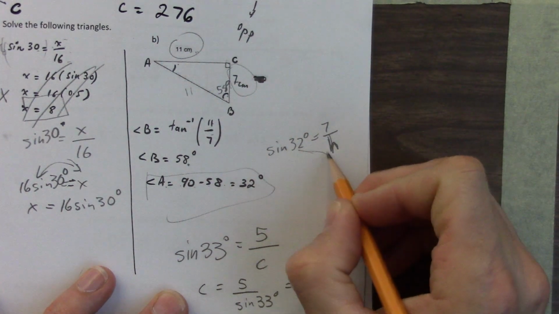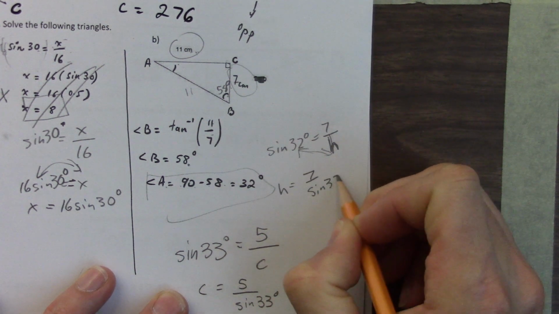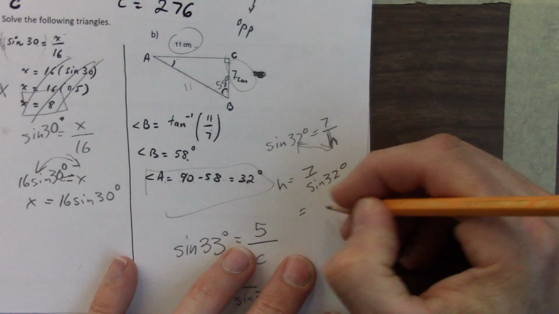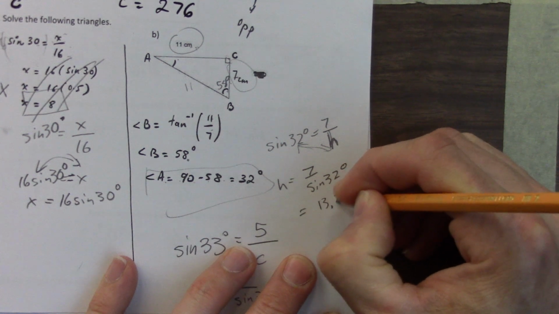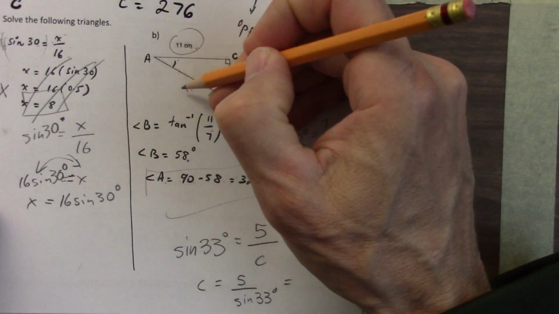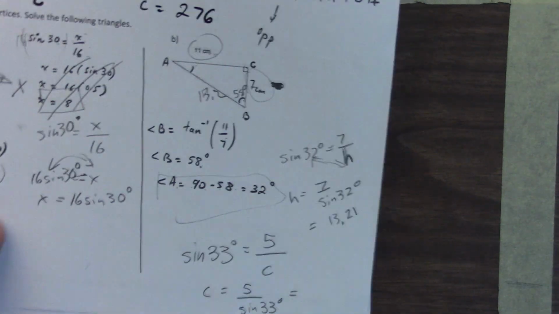Okay, so now I can just swap these. h is equal to 7 over sine 32, which is 13.21. I can look back at the problem. Does that make sense? Yes, it does. Any questions?